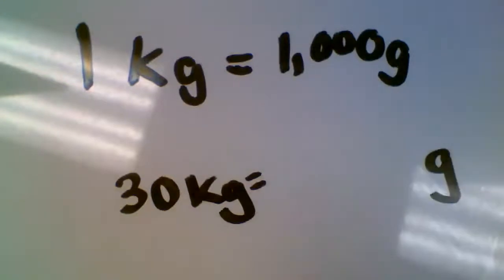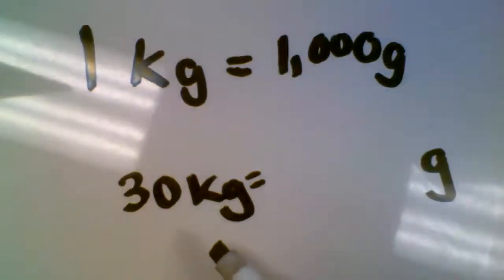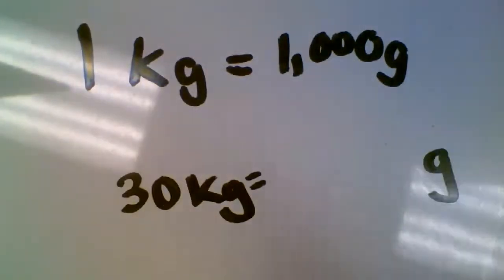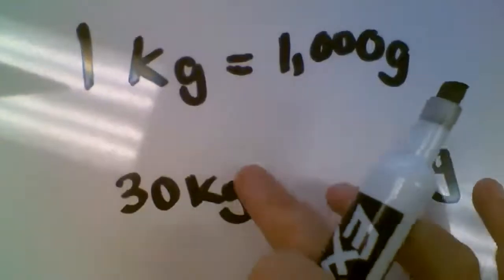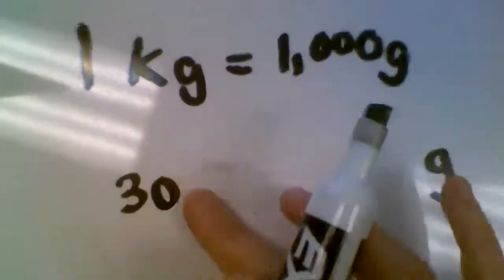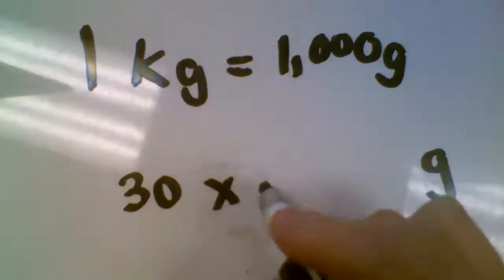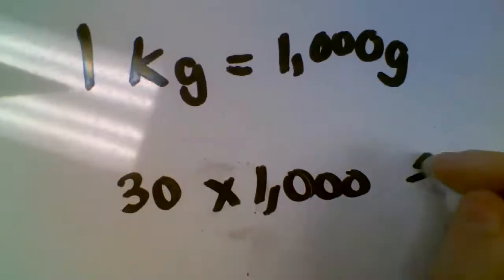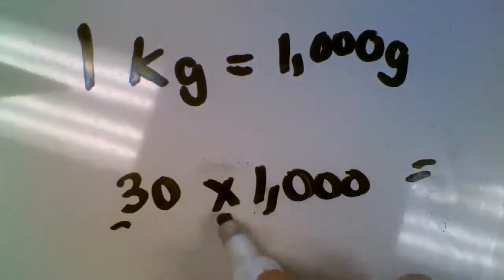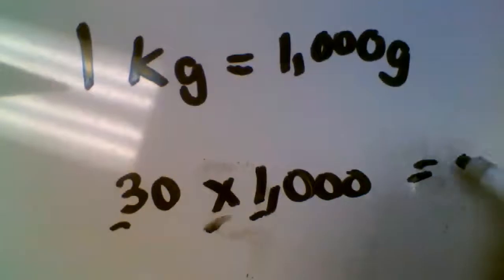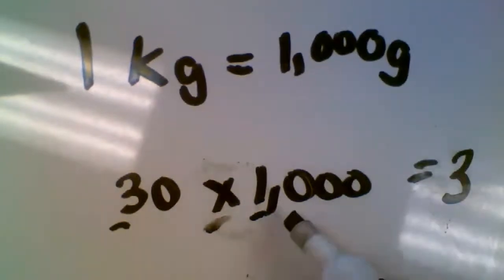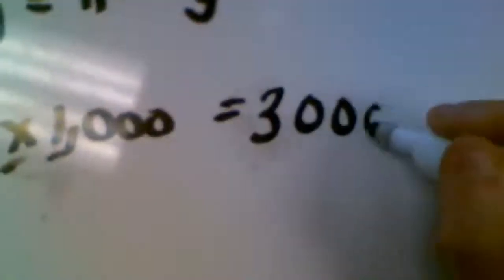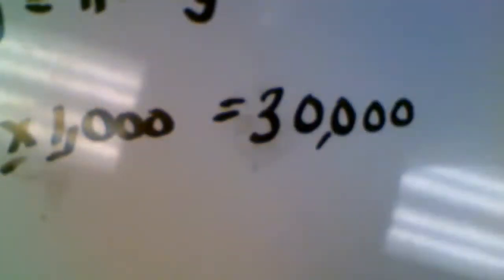So we need to convert it into grams. Okay, so it looks up here that 1 kilogram has 1,000 grams in it. So our equation will be 30 times 1,000. Oh, we're going to have a big number here. So we take our friendly numbers, 3 times 1 is 3, and we count our zeros. 1, 2, 3, 4. 30,000 grams.